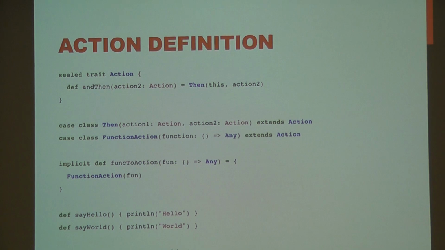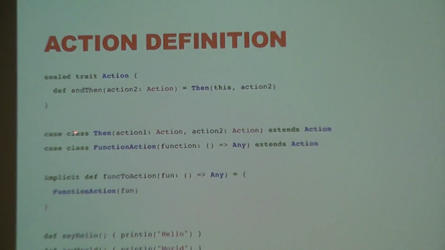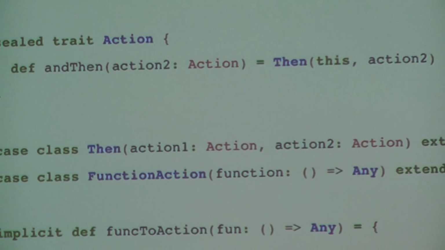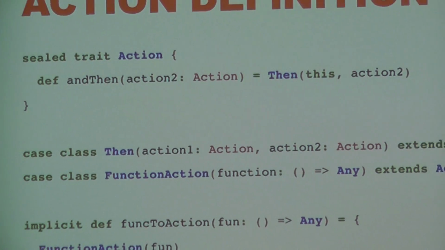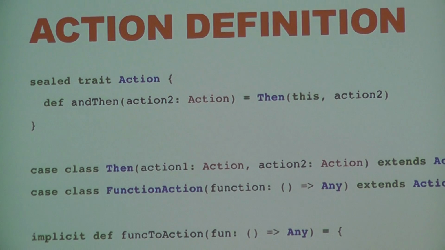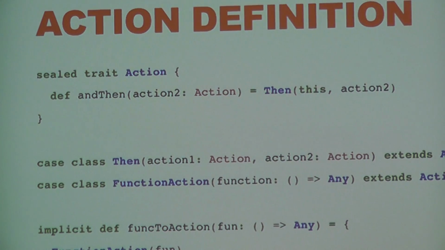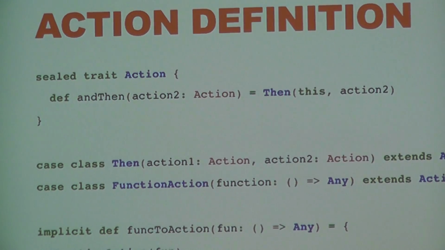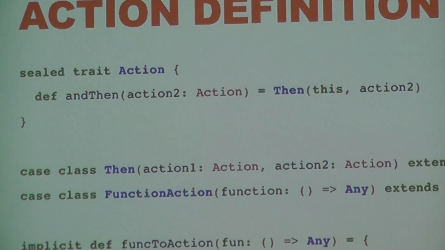So now on to actions. In our code, we have two different types of actions. We'll have an action that is just a wrapper around a function, and then an action that represents doing one action and then doing another. And for any action, we can define this andThen method on it that allows you to combine actions together. So you can say action 1 and then action 2 and then action 3.